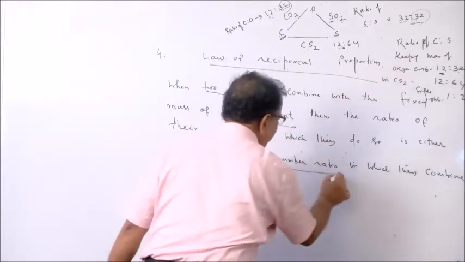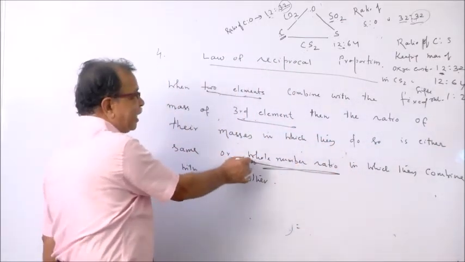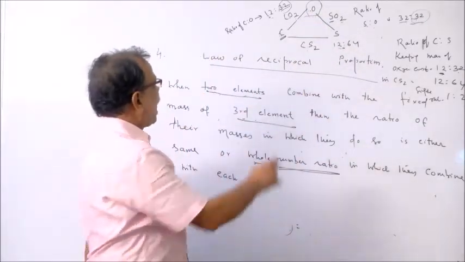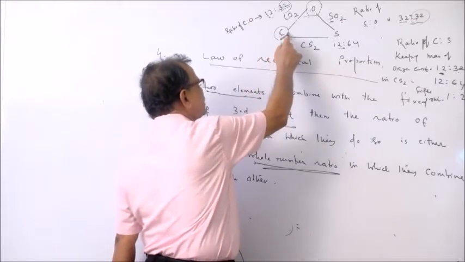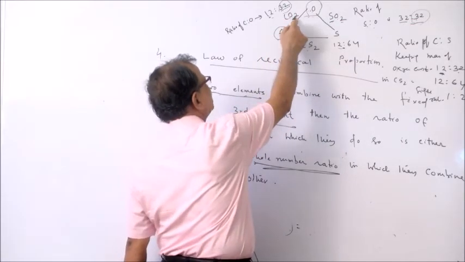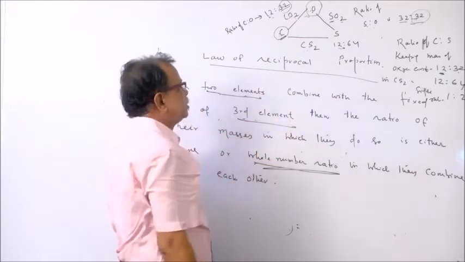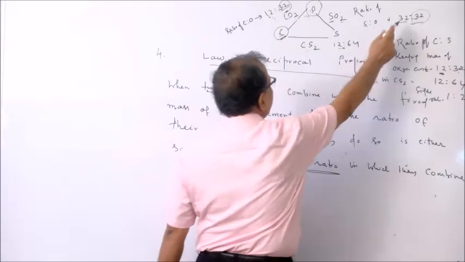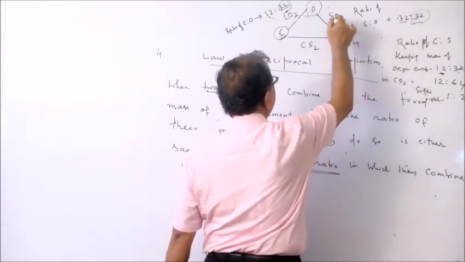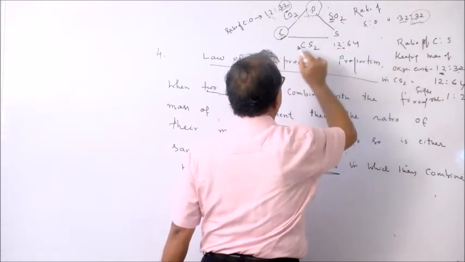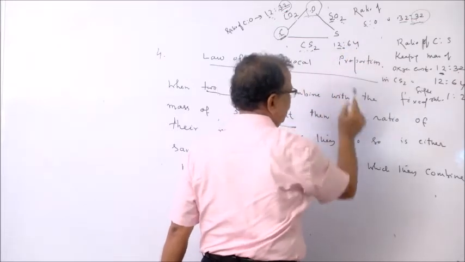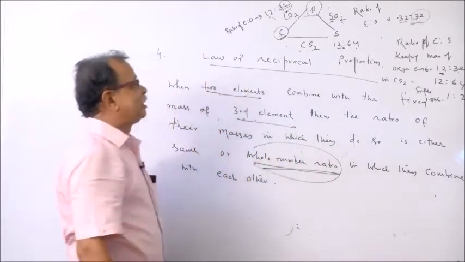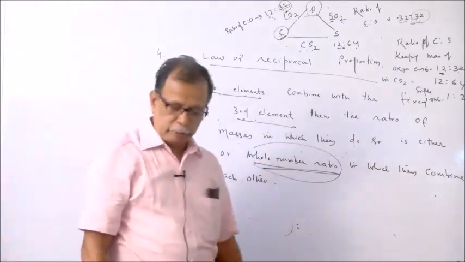This is a whole number ratio. Why? Because we first kept oxygen constant, so 12 parts of carbon combined with 32 parts of oxygen. Each oxygen has a mass of 16, so 16 to 32. Here it is 12 to 32, and sulfur 32 to 32. In carbon disulfide it is 12 to 64. Hence the ratio is 1 to 2, a whole number ratio. This is the example of the law of reciprocal proportion.